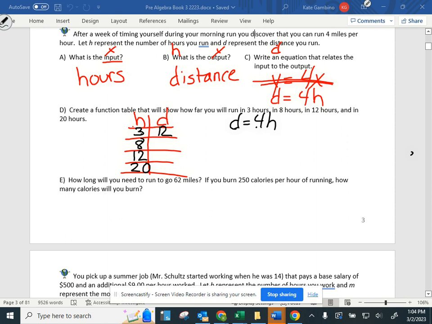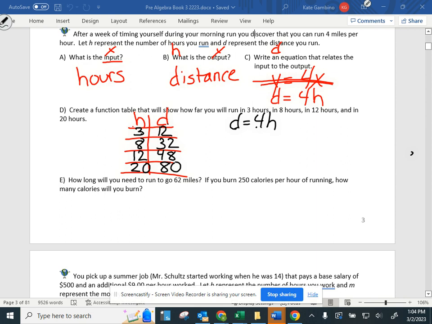Now I'm going to put the 8 in. What's my output going to be? 32. Yeah, you can just say it. If I put 12 in for my input, 48. And if I put 20 in? 80.